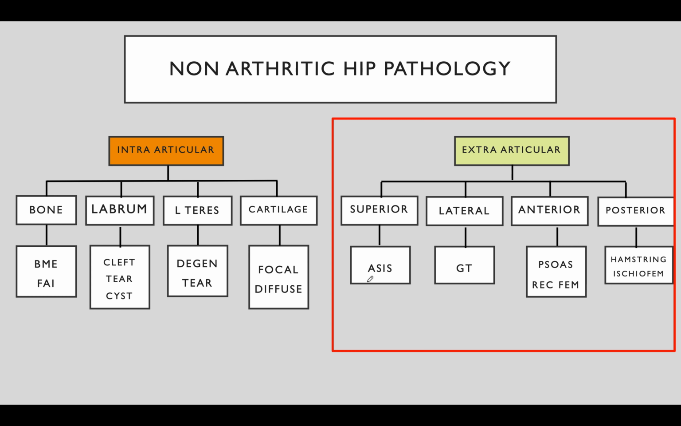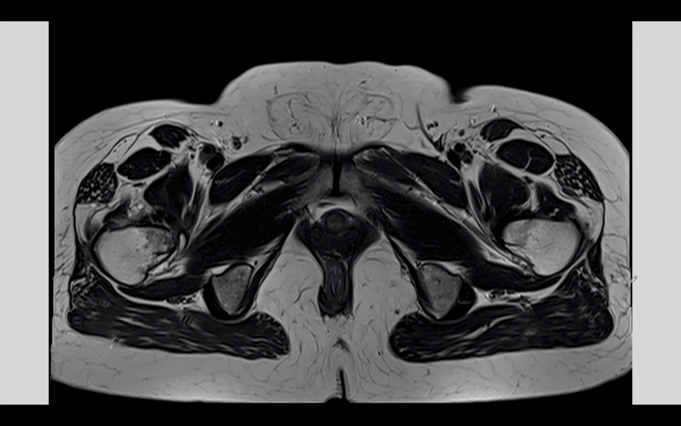The superior consists of the ASIS, or the anterior superior iliac spine. The lateral portion is the greater trochanter. The anterior portion is the psoas and the rectus femoris, and the posterior portion is the hamstring and the ischiofemoral space. So let's just take a look at these muscles on a regular axial MRI image.